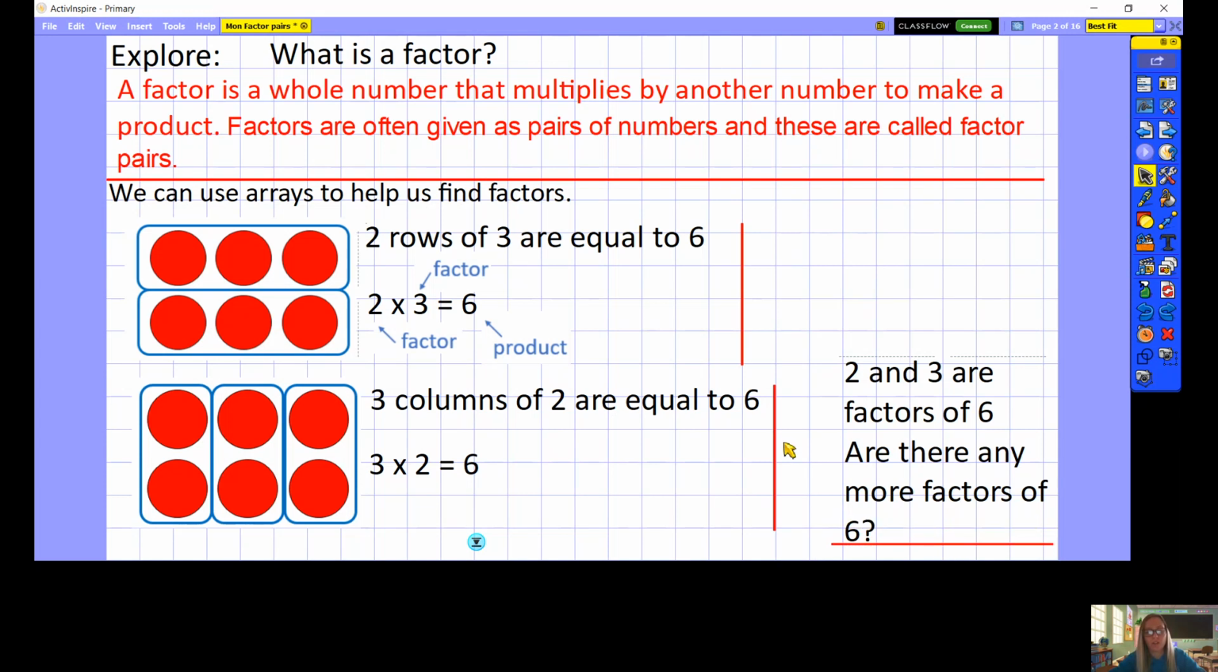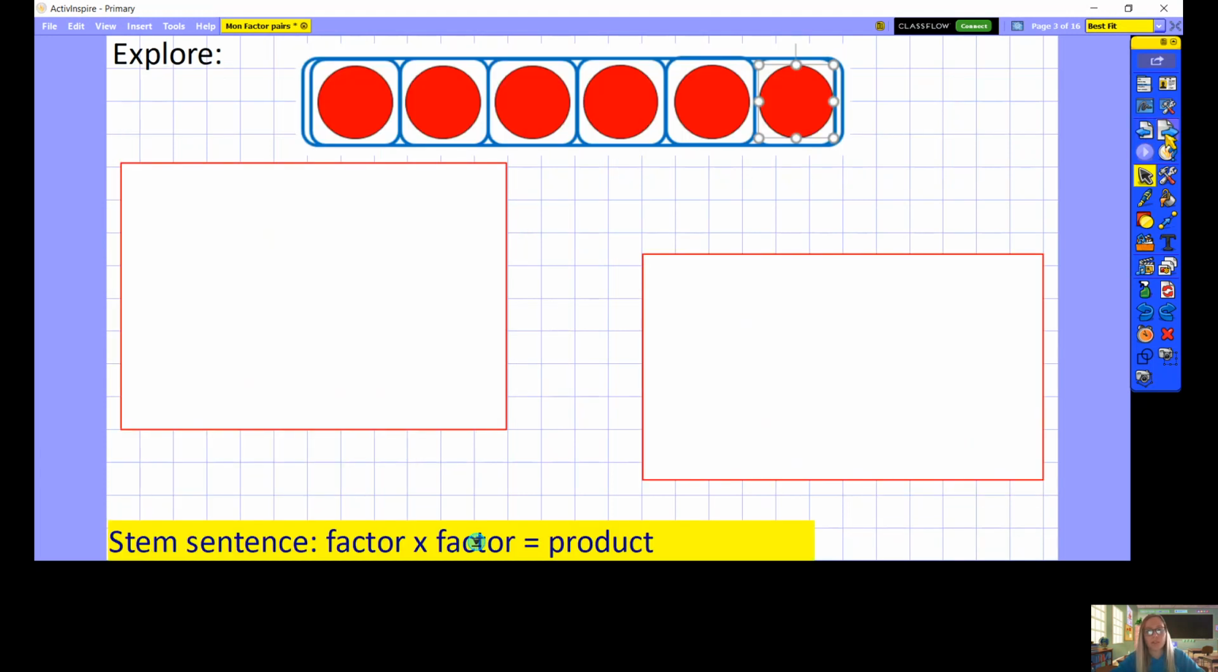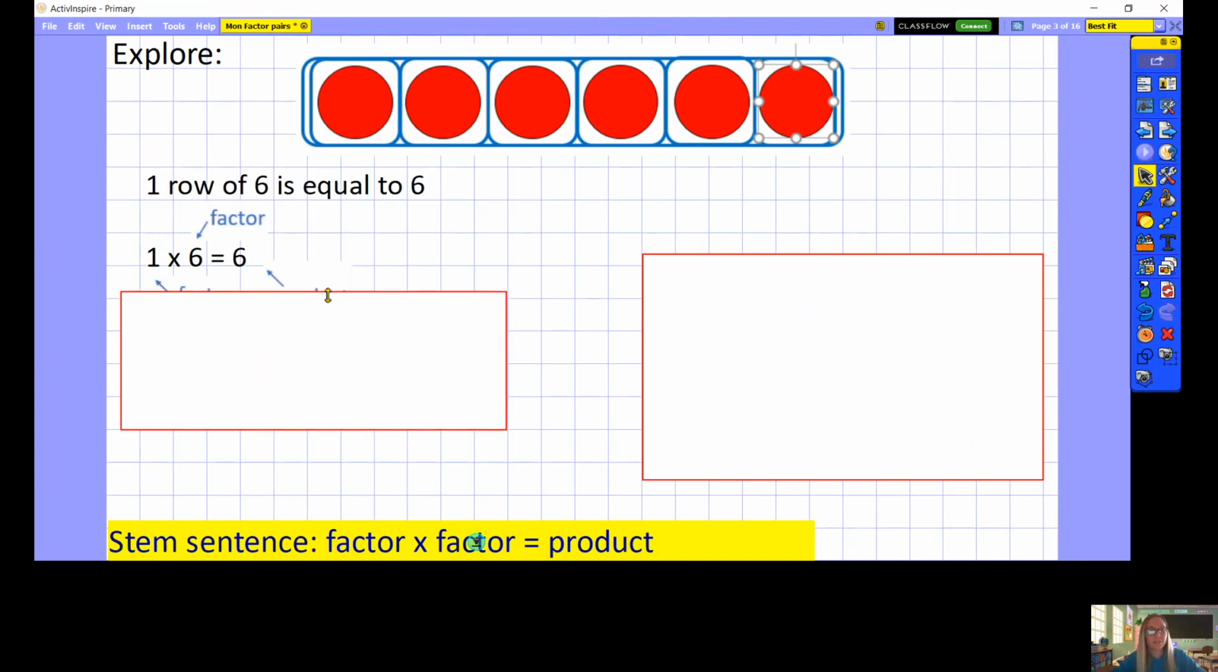Are there any more factors of 6? So have a think about these counters here. Could I arrange these counters differently in an array to find any more factors of 6? Here's how I might have arranged these counters. So now you can see that I've got 1 row of 6 or 6 columns of 1. So 1 row of 6 is equal to 6. So 1 times 6 equals 6. So my factors again are 1 and 6, and that makes the product 6.